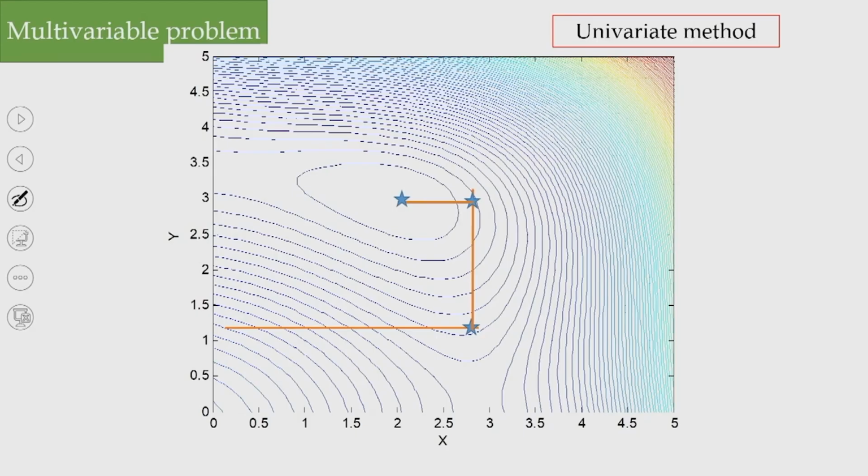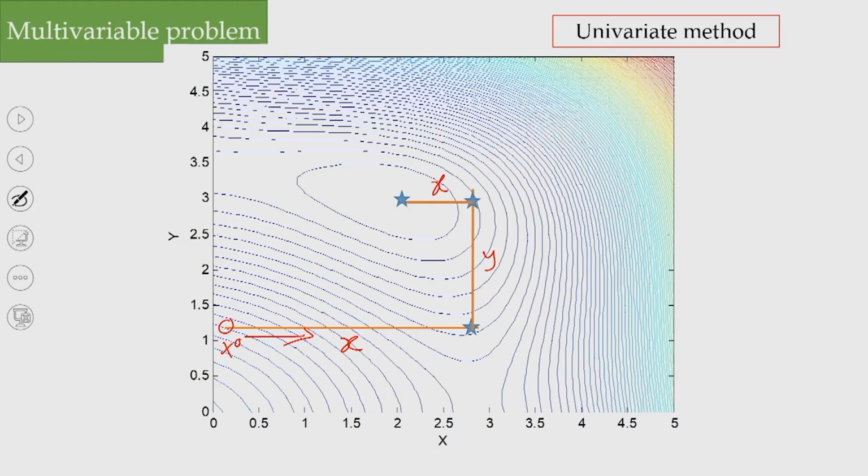That means you are selecting one variable at a time. In this case you are going along the x direction, searching for your optimal point. Suppose this is the starting point, x naught, and initially you go along the x direction. If you have x and y variables, initially you go along x, then the second time you choose the other variable, y, going along the y direction, then again the x direction. This method is known as the univariate method.